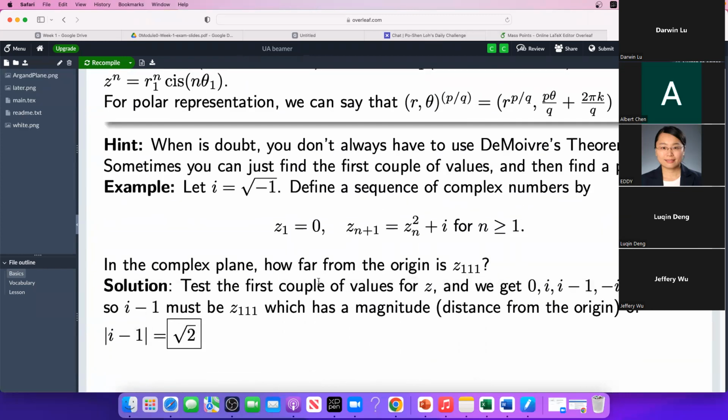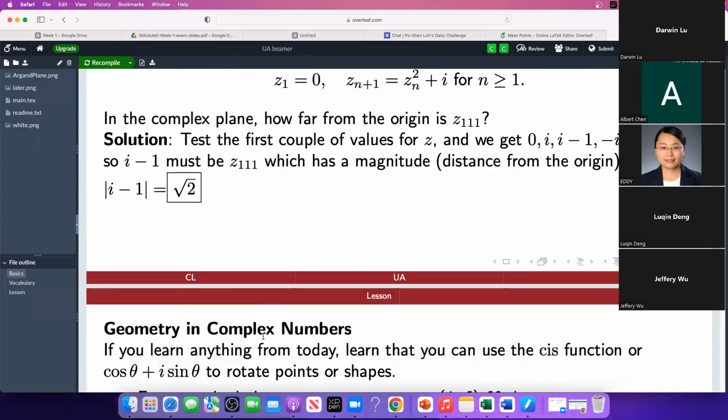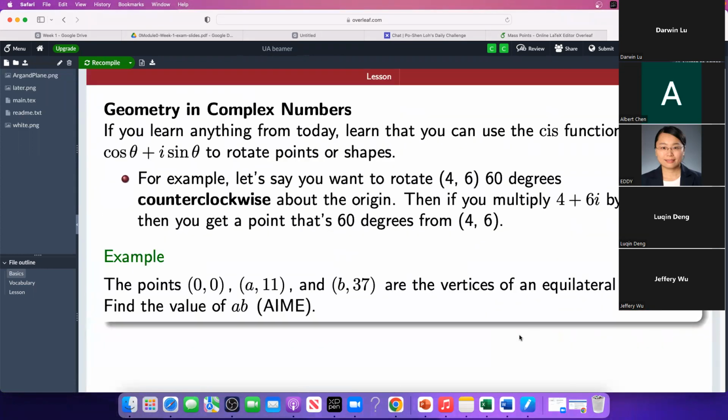So basically you just test the first couple of values and you get 0, i minus 1, negative i minus 1. You get i minus 1 over and over, i minus 1 and negative i, and they just keep repeating. So then you get that i minus 1 must be Z, which has magnitude, so the answer is root 2. Okay.